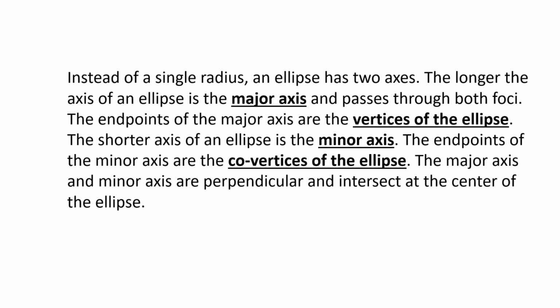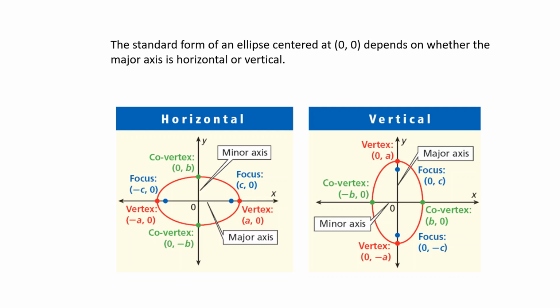The major axis and minor axis are perpendicular and intersect at the center of the ellipse. So this is important to know. All right, before you can write the equation in standard form of an ellipse centered at 0, 0, I want to talk about some things that you're going to need to know, because it depends on whether the major axis is horizontal or vertical. So let's look at the horizontal picture first.